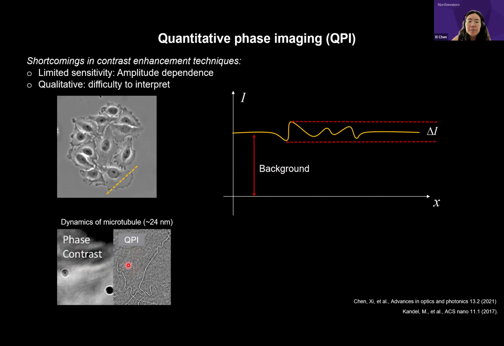This is imaging of a microtubule. In the phase contrast image, you can barely see this microtubule structure. But after you remove that background and retrieve the phase information, the electric field, then you can see the microtubule structure.